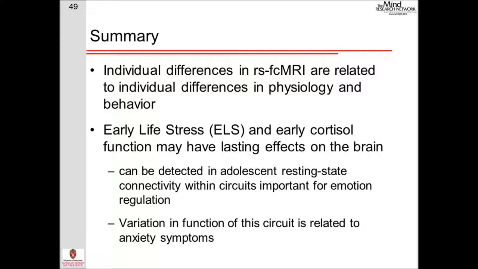So the final study I want to talk about is a really interesting one that I got involved in through collaboration with Matt Kalin, and that is looking at non-human primates. And the reason you might ask, why would we need to look at non-human primates?